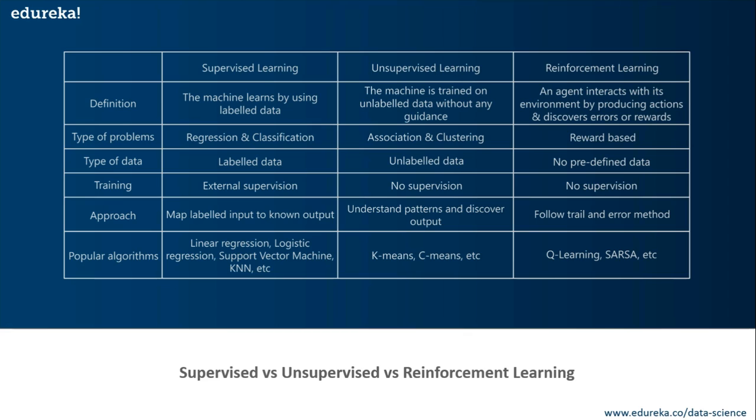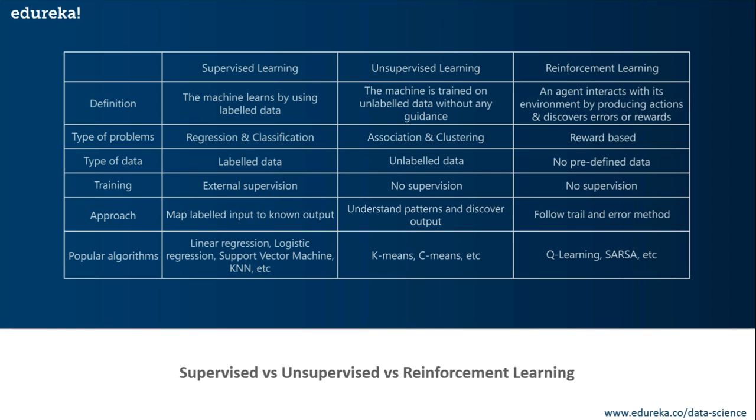All right, I'll be explaining regression and classification in the further slides. Unsupervised learning basically includes clustering, and reinforcement learning can be used to solve reward-based problems. Now, the type of data set that is involved in supervised learning is labeled. In unsupervised learning, it is unlabeled data, and in reinforcement learning, there is no predefined data set.